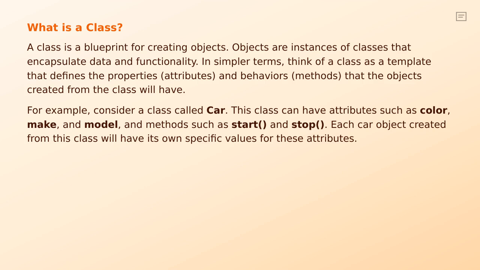For example, consider a class called car. This class can have attributes such as color, make, and model, and methods such as start and stop. Each car object created from this class will have its own specific values for these attributes.